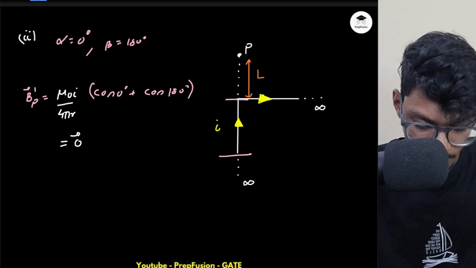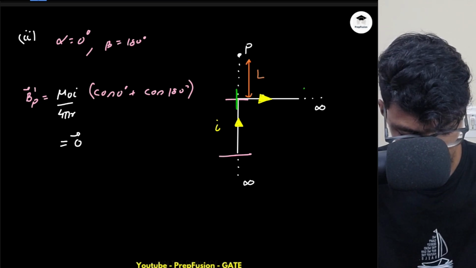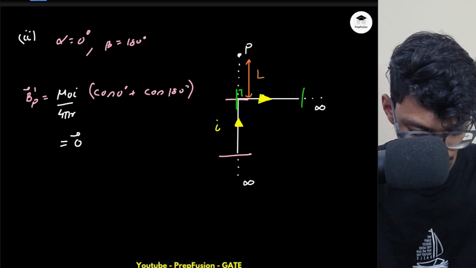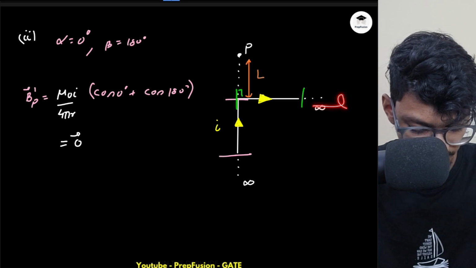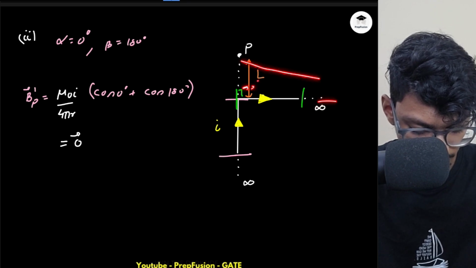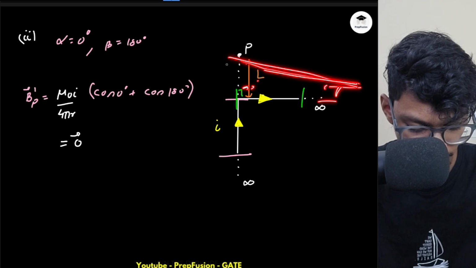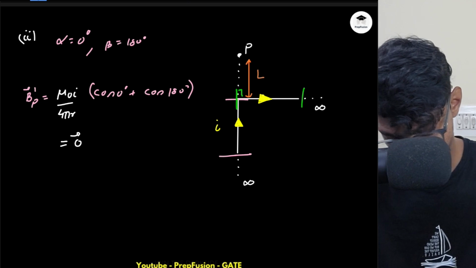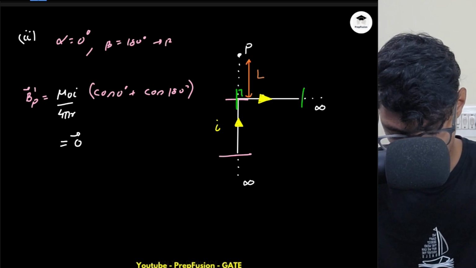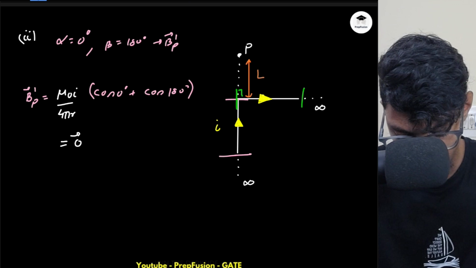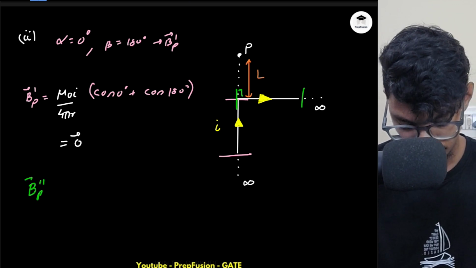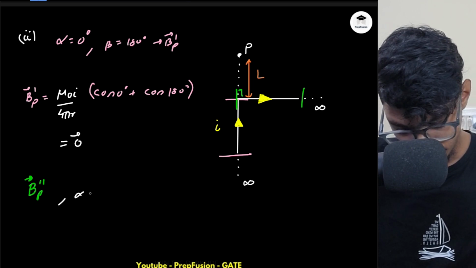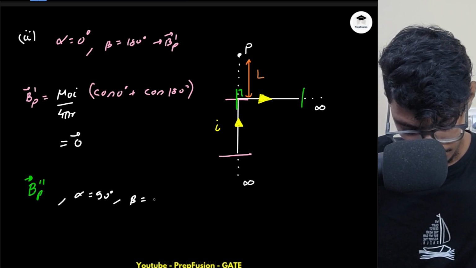Okay, what about this section? Now let's come to this section. Yeah, this section has some magnetic field because this is L and this is 90. And this is extending towards infinity. So one angle is 90, other angle is what? Other angle will be simply 0, right? This will almost be equal to 0. They will almost be parallel, so that angle will come out to be 0 almost. So for BP dash, and for BP double dash, what will happen? Alpha will be 90 and beta will be simply 0.